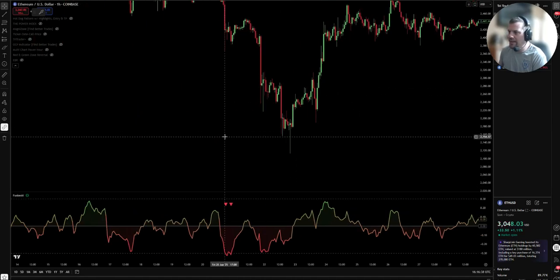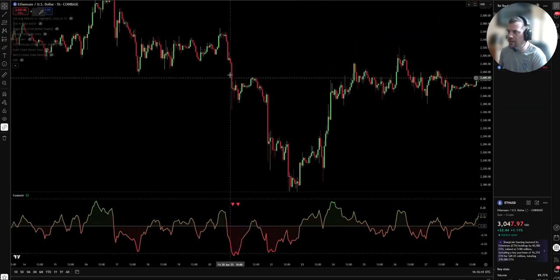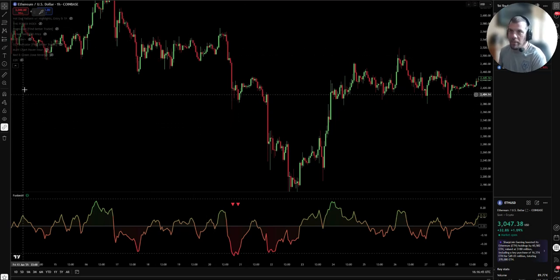We haven't really had a drastic sell until this right here. So yeah, you can see that momentum on Ethereum. You can see this momentum right here.